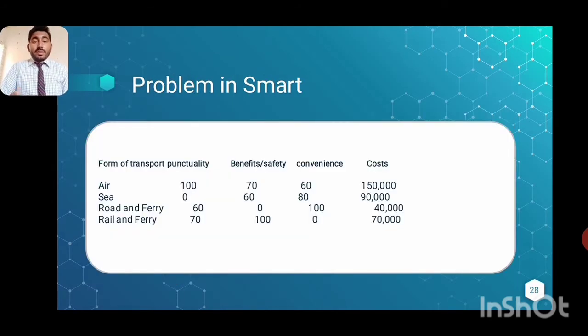Punctuality: air is 100, sea is 0, road and ferry is 60, rail and ferry is 70. Safety: 60, 0, 100 and so on. Convenience: 60 for air, 80 for sea, 100 for road and ferry, 0 for rail and ferry. Cost: 150,000 for air, 90,000 for sea, road and ferry is 40,000, rail and ferry is 70,000.